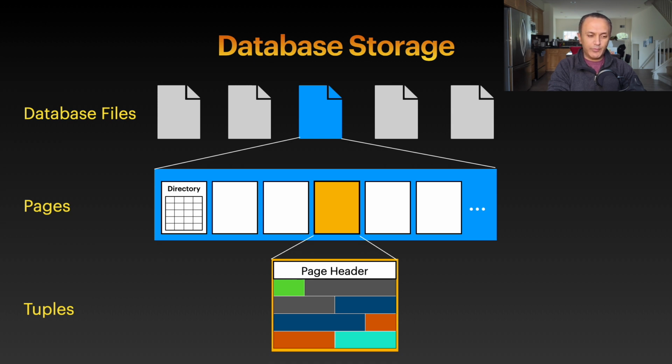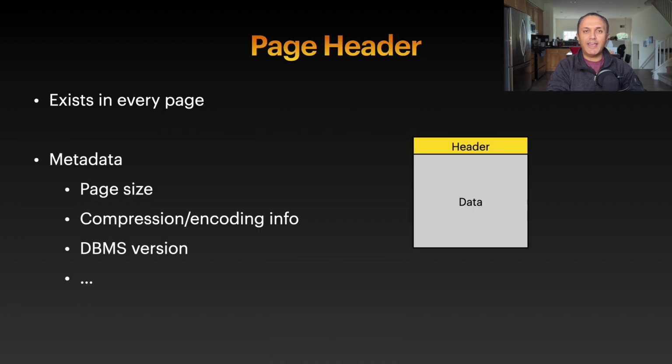Before we get into the tuples, we also have to talk about the page header. Each page has a header that has some metadata about the contents of this page. This metadata may include the size of the page, things like compression or encoding information about the data in this page, the database management system that wrote this page, the free space in this page, things like that.